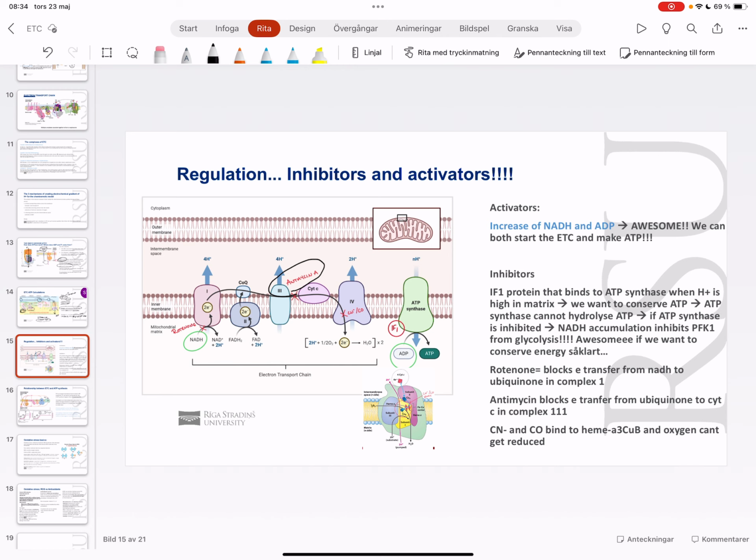And then we have the IF1 protein that will bind to ATP synthase when hydrogen is in high concentration in the matrix. We want to conserve ATP. ATP synthase cannot hydrolyze ATP. If ATP synthase is inhibited, NADH accumulation inhibits PFK1 from glycolysis. Awesome if we want to conserve energy.